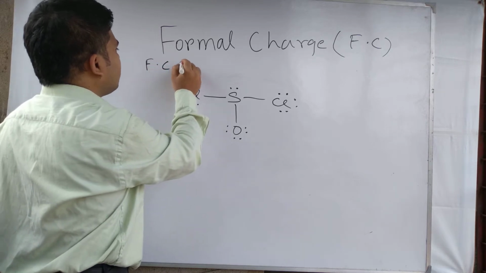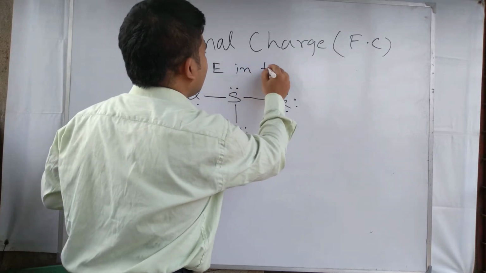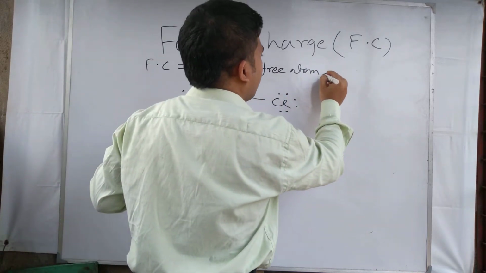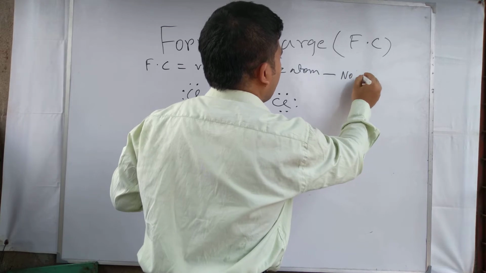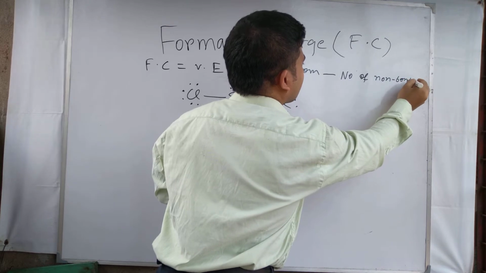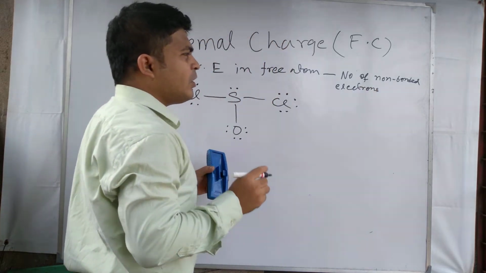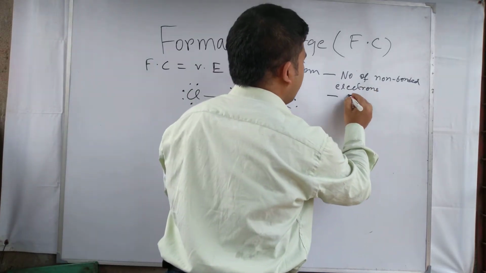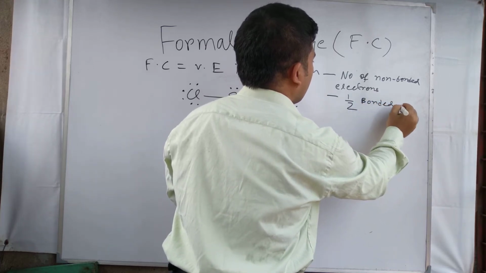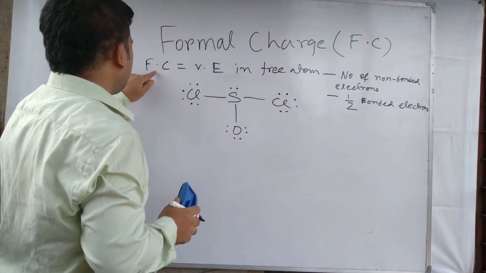our formal charge calculation formula is: formal charge equals the valence electrons in the free atom, minus the number of non-bonded electrons, and minus half of the bonded electrons. So this is our formula for calculation of the formal charge.